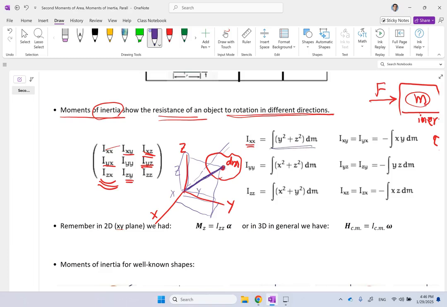Similarly, the distance of it to the y-axis is x squared plus z squared times dm integrated, and to the z-axis is x squared plus y squared. And then the product terms, there are going to be 3 of them. So Ixy, or Iyx, is simply the integral of xy dm, and then yz and xz. Okay, you see that? And what are these negatives? Actually, we don't need to talk about these negatives right now, because this is the one that we use with negatives in the equations of motion for rotation.